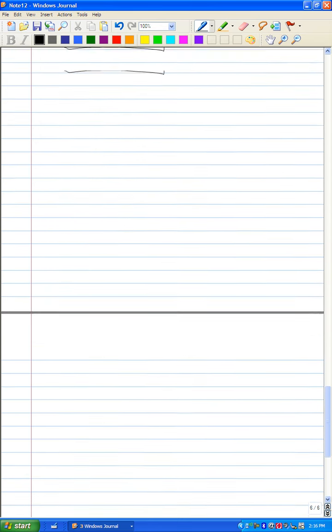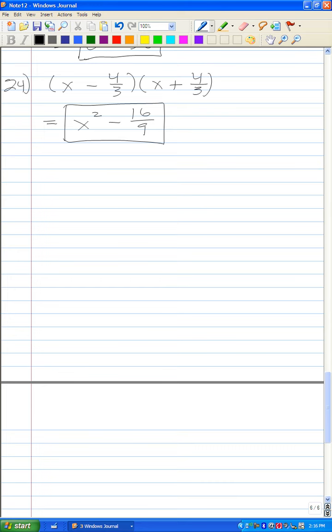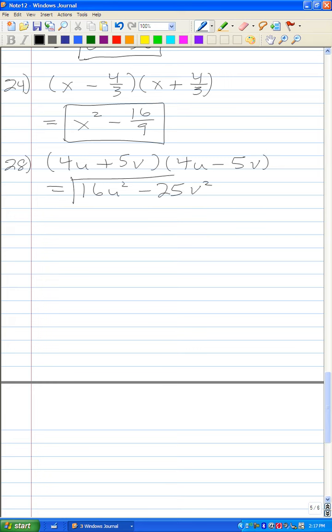Problem number 28. 4u plus 5v, 4u minus 5v. And so 4u times 4u is 16u squared. 5v times negative 5v is negative 25v squared. And you are done.